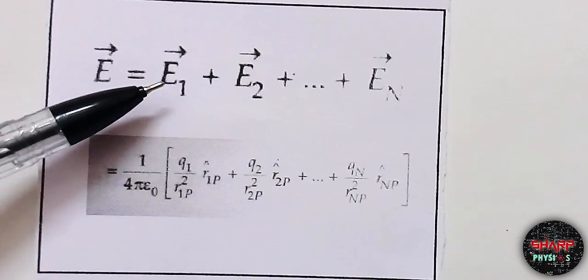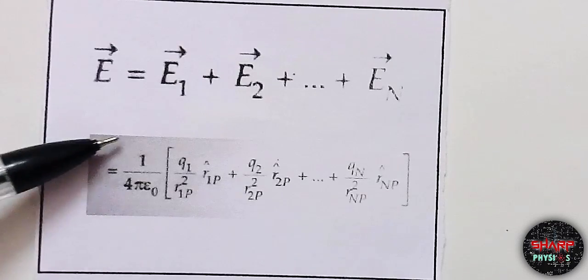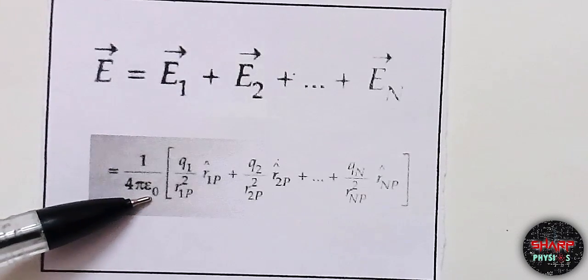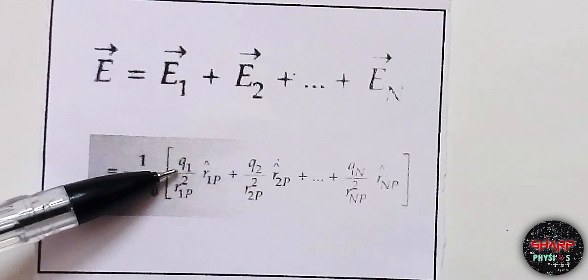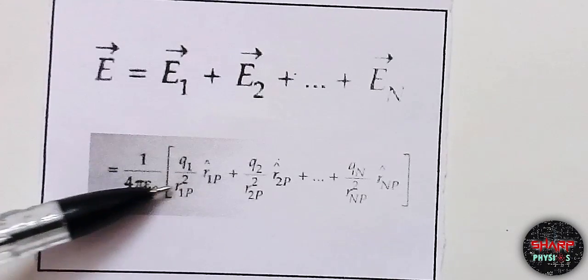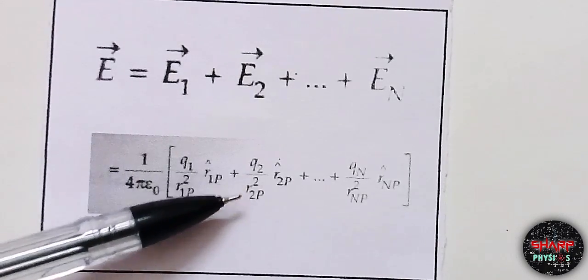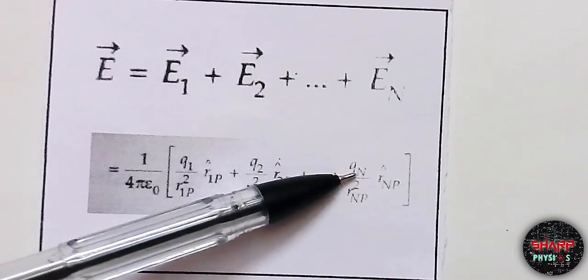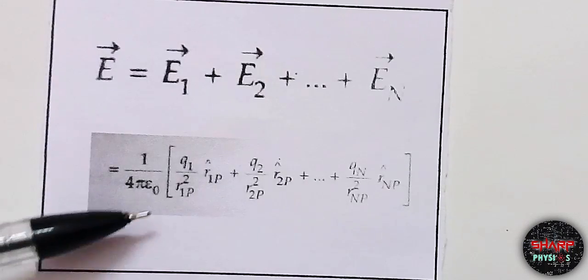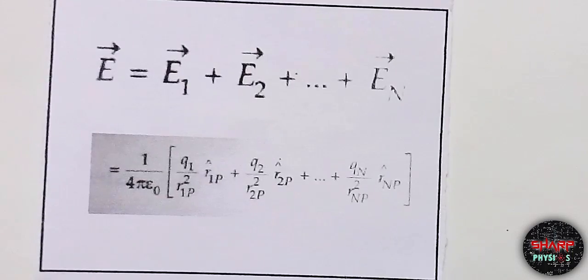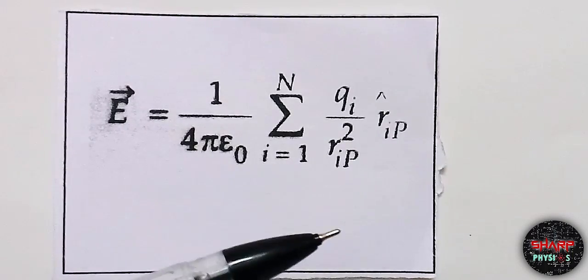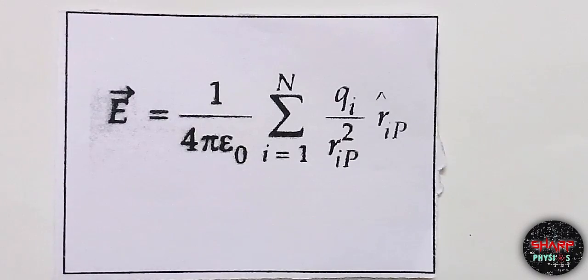So for each electric field, you will be having the common factor 1 by 4 pi epsilon 0. Then we put it in a bracket and take the charges: Q1 R1, then Q2 R2, Q3 R3, up to Qn Rn. So adding all these things, you can find the total electric field, that is, the total strength due to that particular charge. So this gives a good formula for calculating the electric field strength at a particular point due to point charges.